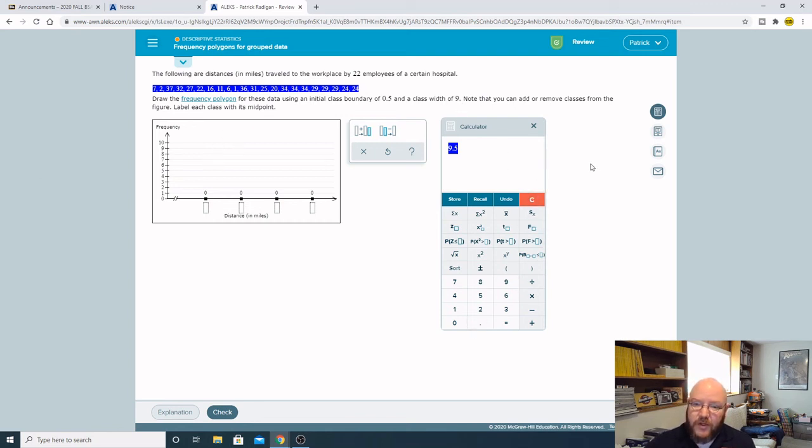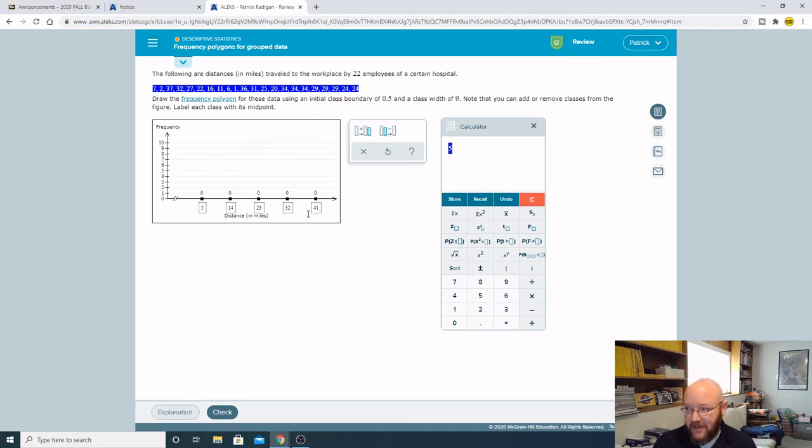So to find the midpoint, this one's going to be easy. I can do it in my head, but remember, just take your first class, which in this case is 0.5 to 9.5. Add those two numbers together, 0.5 plus 9.5 is 10, divided by 2 is 5. So my label is going to be 5. What's the next one going to be? 5 plus 9, so it's 14. Plus 9 is 23. Plus 9 is 32. Need one more. 32 plus 9 is 41. There we go. There are our class labels.